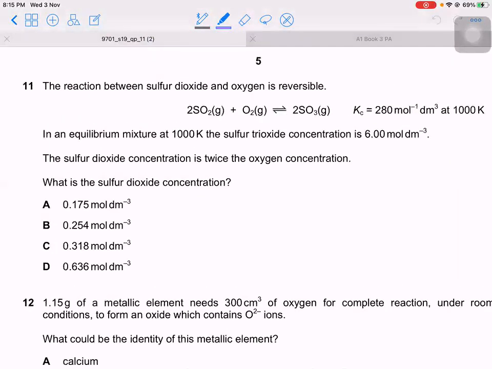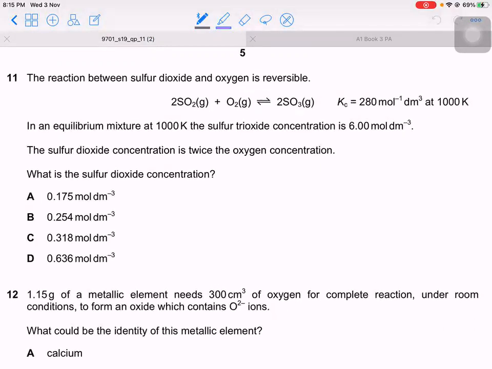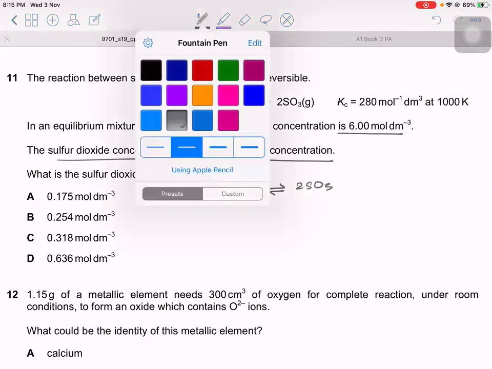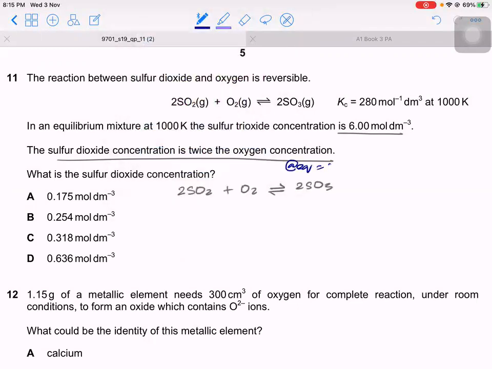Question 11. The reaction between sulfur dioxide and oxygen is reversible. Kc is given to you. In the equilibrium mixture, the sulfur trioxide concentration is this much. Sulfur dioxide concentration is twice the oxygen concentration. So we have 2SO2 plus O2 giving 2SO3. This at equilibrium is 6 moles per dm cube. This we don't know. This is x. And they've told you sulfur dioxide is twice the amount of oxygen. So if oxygen is x, this will be 2x.